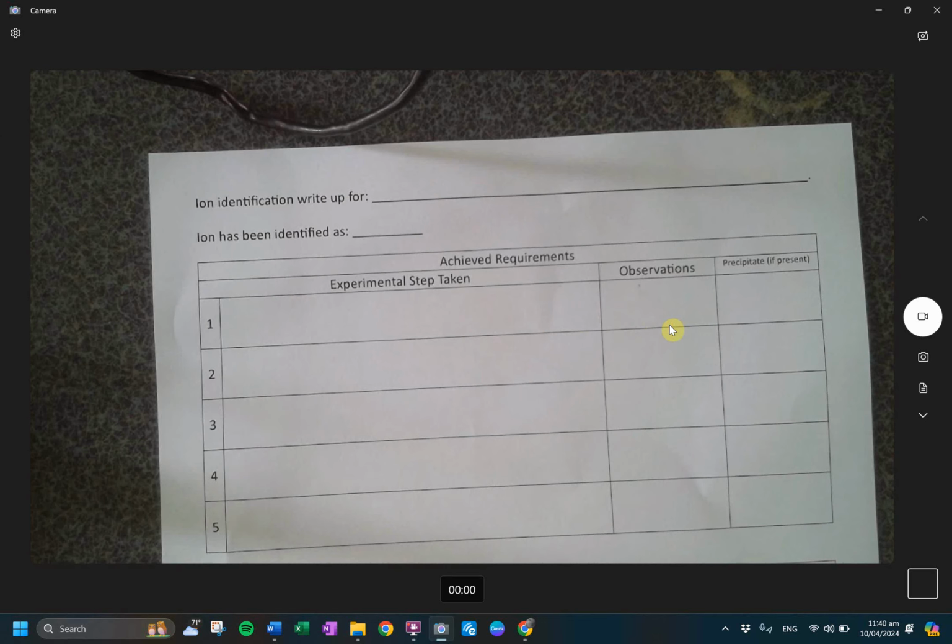Let's begin. I'm just going to pour what I gave you guys yesterday as your unknown into that jar, so that we can go through the process like you guys did. All right, so the first thing we want to do is write what we are trying to identify.